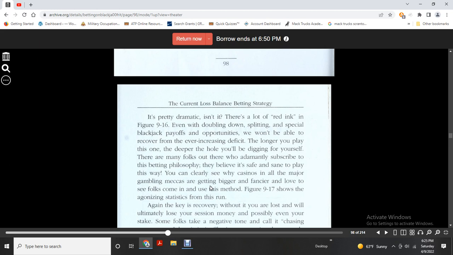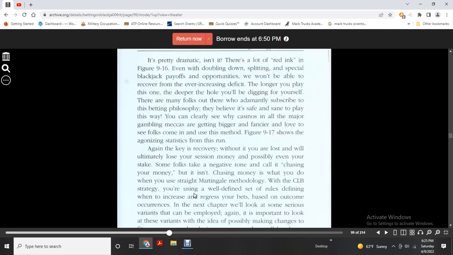You can clearly see casinos in all major gambling meccas becoming better and fancier. They love to see folks come in and play this way. Figure 917 shows the analyzing statistics for the run. Again, the key factor is loss recovery. Without it, if you are losing, you will ultimately lose your session, possibly even your stake. Some folks with a negative tone call it chasing your money, but it isn't. Chasing your money is what you do when you're using the straight martingale method. The clearance level of betting strategy uses a well-defined set of rules to progress your bets based on outcomes and current status.